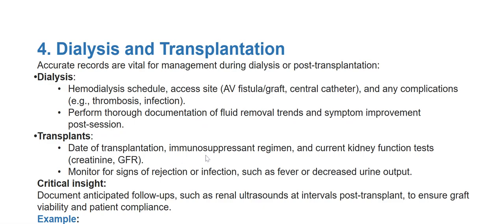Transplants: document the date of transplantation, immunosuppressant regimen, and current kidney function tests, creatinine and GFR. Monitor for signs of rejection or infection such as fever or decreased urine output. Critical insight here: document anticipated follow-ups such as renal ultrasounds at intervals post-transplant to ensure graft viability and patient compliance. Example: a kidney transplant patient undergoing prednisone tapering requires close observation for potential complications like hypertension or infection.